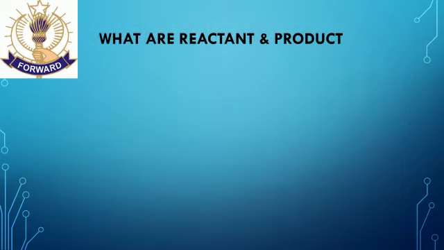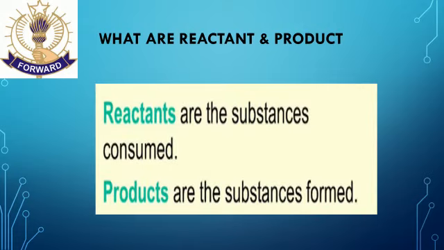Now what are reactants and products? Whenever we are writing any chemical reaction, we combine reactants and as a result products are formed. So the question arises, what are these reactants and products? Reactants are the substances which are consumed in a chemical reaction, while products are the substances which are formed. Or simply we can say when a chemical reaction takes place, it gives rise to new products, and those new products are called products in a chemical reaction.